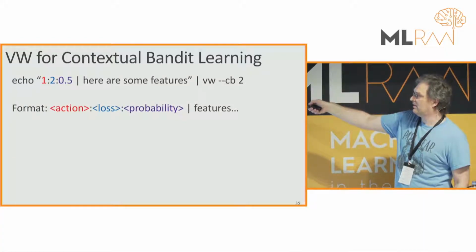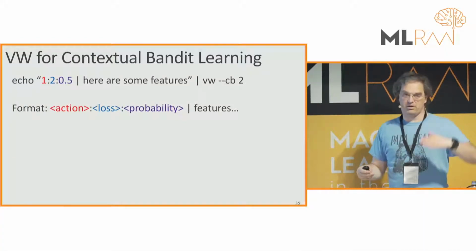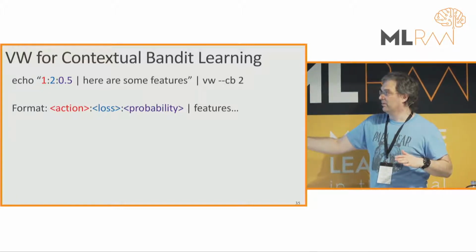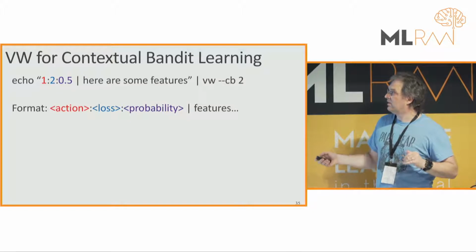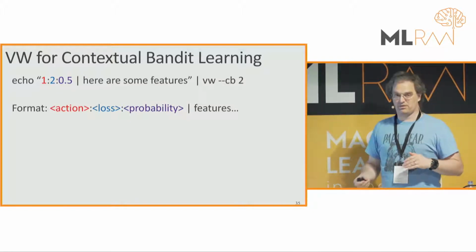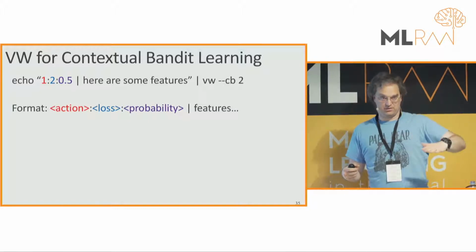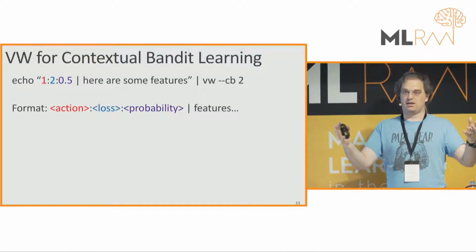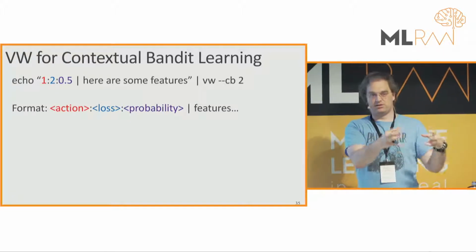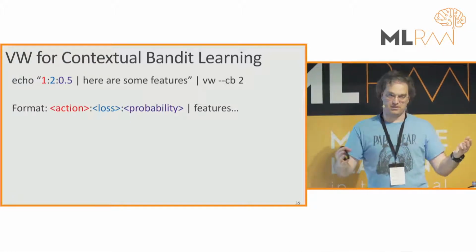You can use either, so there's CB, which is just contextual bandit learning where you have one example per line, where this is the label format and this is the feature format. Or you can use CB_ADF, which says that you have action-dependent features. So often in these settings, you want to be able to express a set of different features for each individual action. And there's a way to do that as well.